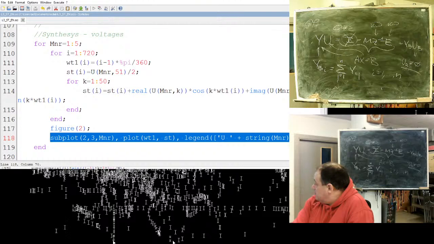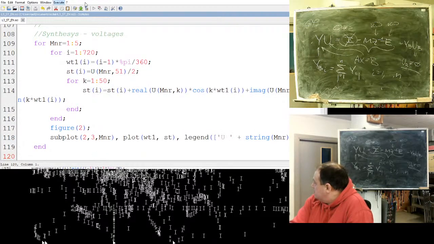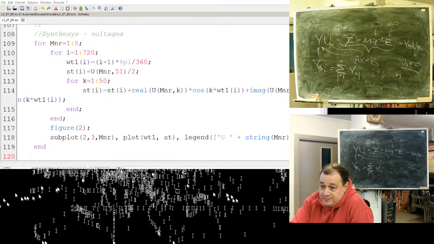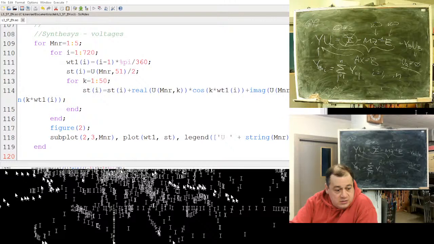Let's see. Okay, execute till the current. Wait 1 second, they are coming. Here they are, my voltages. That's omega 1, omega 2? No, it's the first node, second node, third node, fourth node, and fifth node. Voltage by nodes. Just for fun.